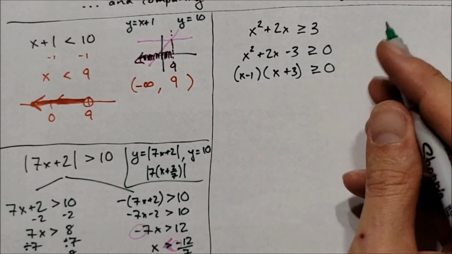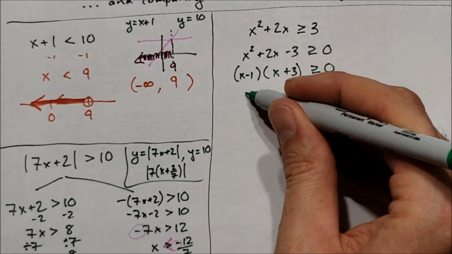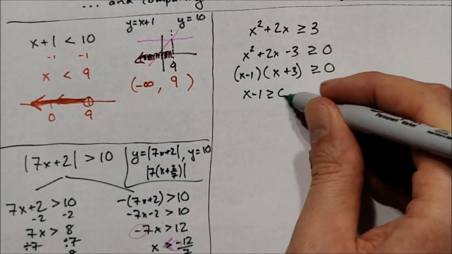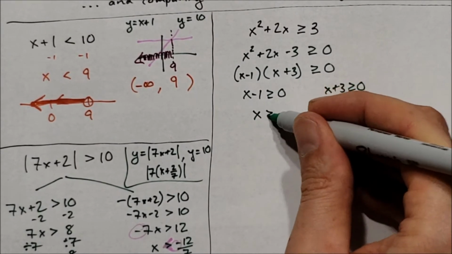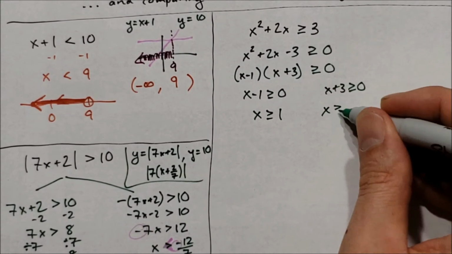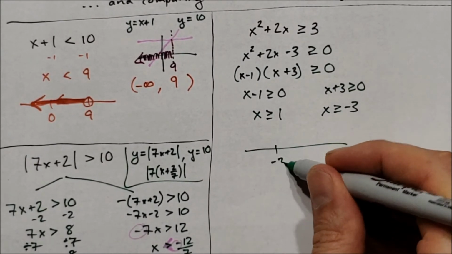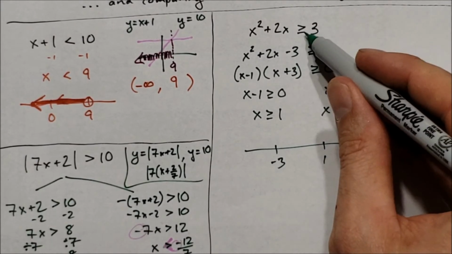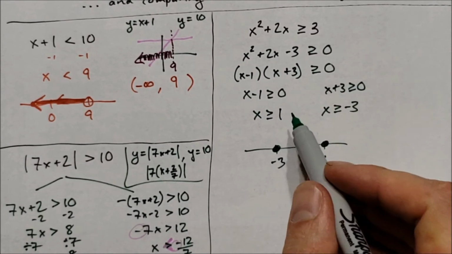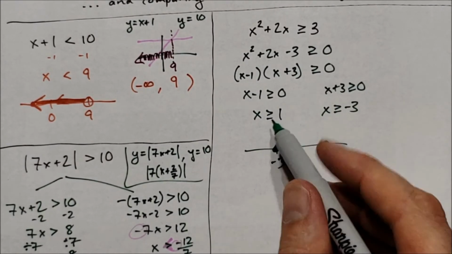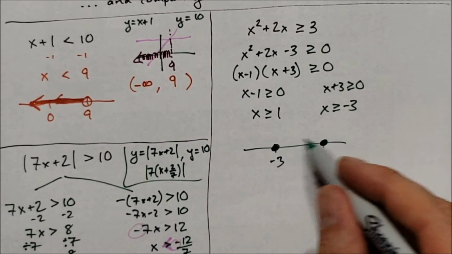We'll set each one of these factors equal to 0, which would give us x minus 1 is greater than or equal to 0, and x plus 3 greater than or equal to 0. So x is greater than or equal to 1, and x is greater than or equal to -3. On our number line, -3, +1, it's greater than or equal to, so we have a closed circle. And on a quadratic, we can't just say it's greater than 1, so it's to the right, and it's greater than -3, so it's to the right. We have two of them to the right.